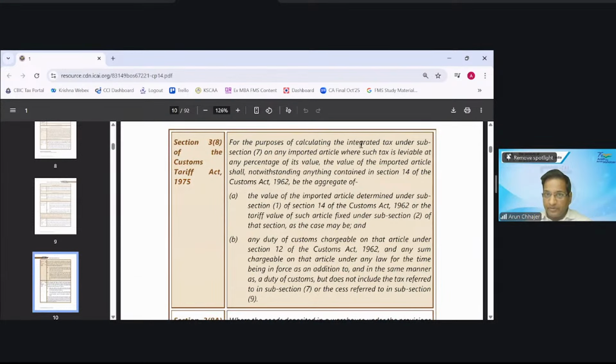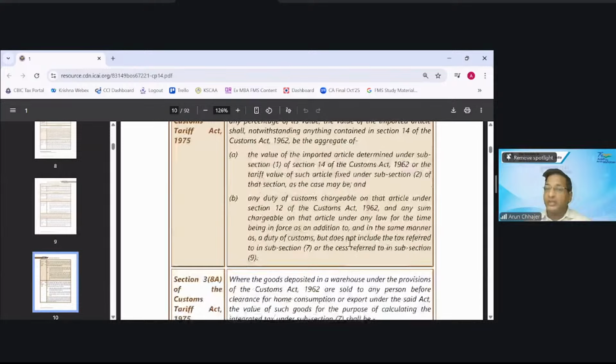Subsection 8 says, for the purpose of calculating the integrated tax under subsection 7 on any imported article where such tax is leviable at any percentage of its value, the value of imported article shall, notwithstanding anything contained in Section 14, be the aggregate of clause A, the value of the imported article determined under Section 14 subsection 1 or the tariff value fixed under subsection 2, and any duties of the customs chargeable on that article under Section 12, and any sum chargeable on that article under any law for the time being in force as in addition to and in the same manner as duties of the custom, but does not include the tax referred to in subsection 7 or the cess.